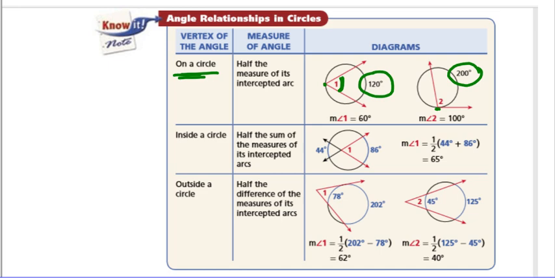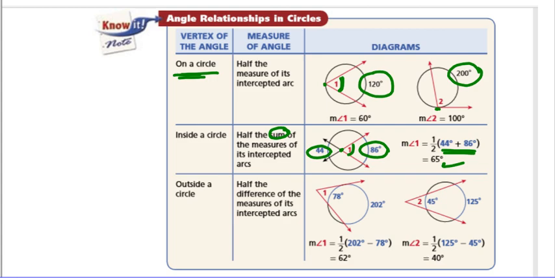If the vertex is inside a circle, the angle equals half the sum of the measures of the intercepted arcs. So angle 1 equals half the sum of 86 and 44. Find the sum, then find its half, which equals 65.